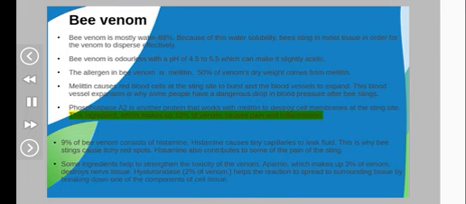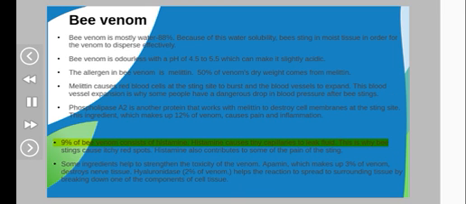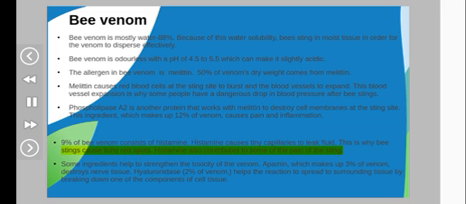This ingredient, which makes up 12% of venom, causes pain and inflammation. 9% of bee venom consists of histamine. Histamine causes tiny capillaries to leak fluid. This is why bee stings cause itchy red spots. Histamine also contributes to some of the pain of the sting.